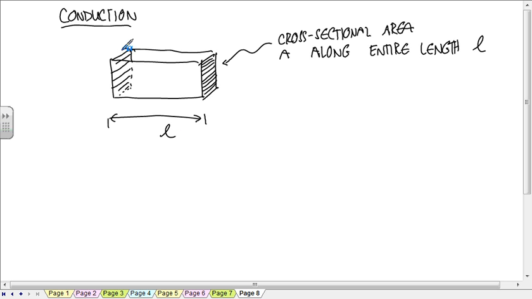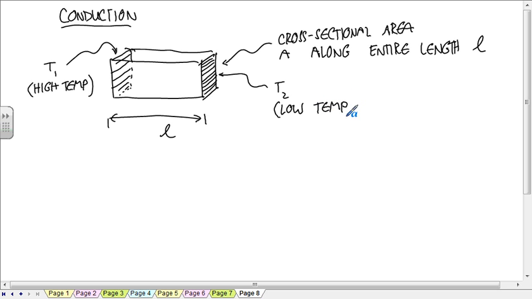And let's say that the crosshatched region on this side is at a higher temperature. I'll call that T1. And on the other side is a lower temperature, T2. So which way is heat going to travel? From high to low. So heat is going to travel from left to right.